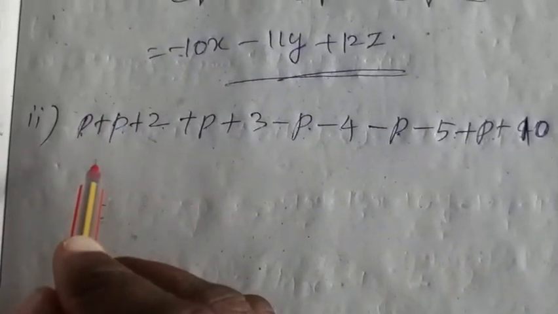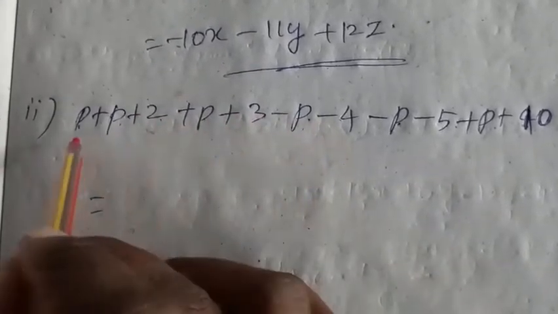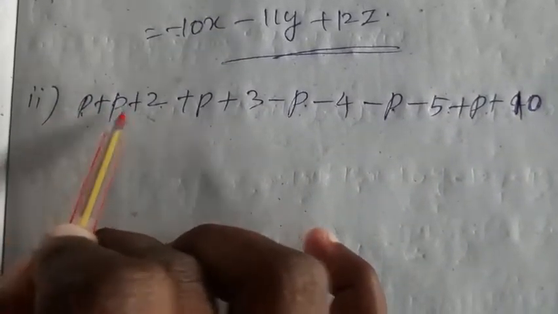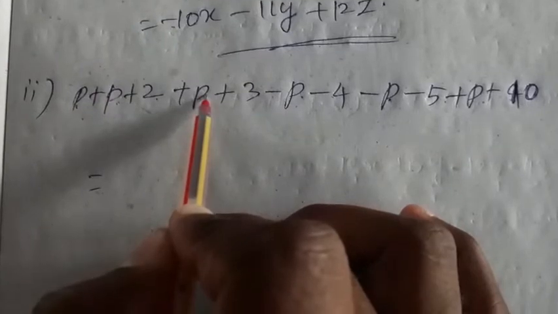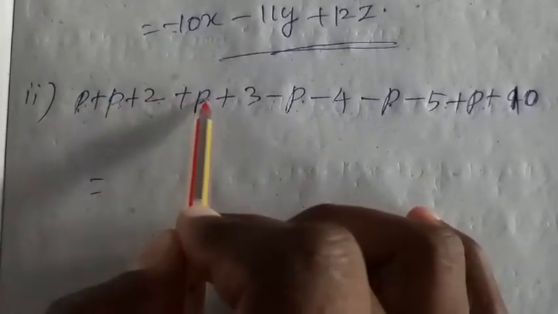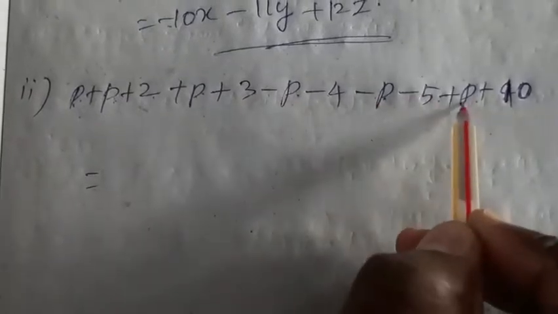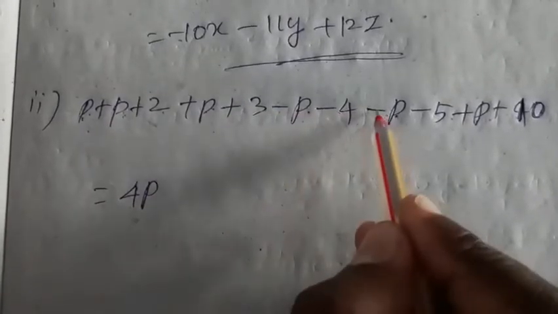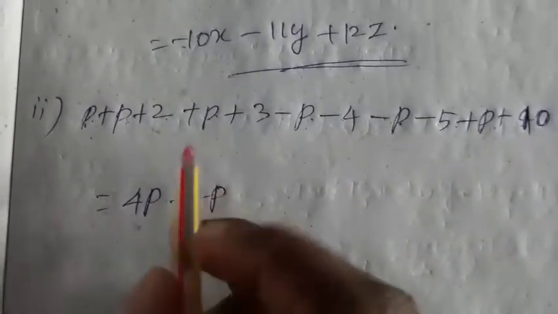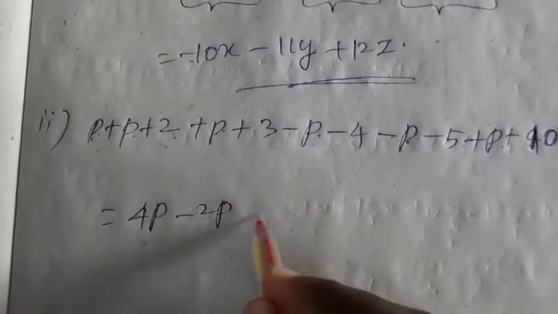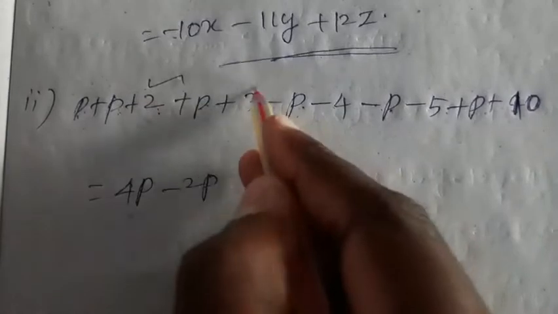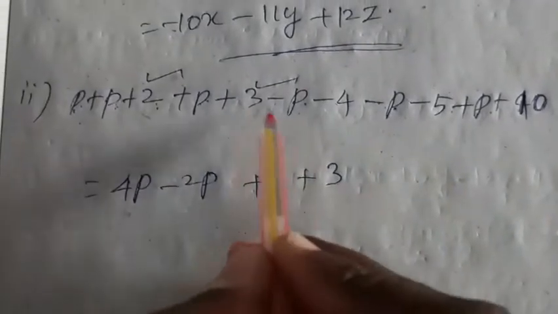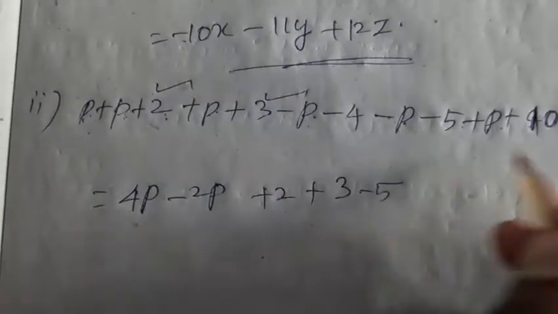First adding. Here what are the variables given? p, and a constant is given. Only one variable given. Now how many p terms are there? Positive: 1, 2, 3, that's 3, and this positive, so 3 plus 1 is 4p. Next, negative: how many are there? Minus p two times, minus 2p. Next, the constants: 2 plus 3, next minus 5, next plus 10.